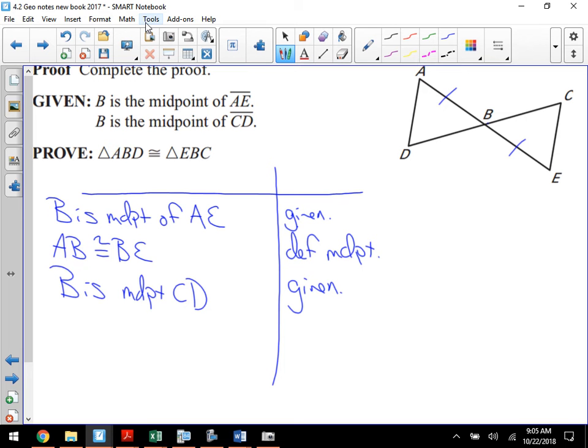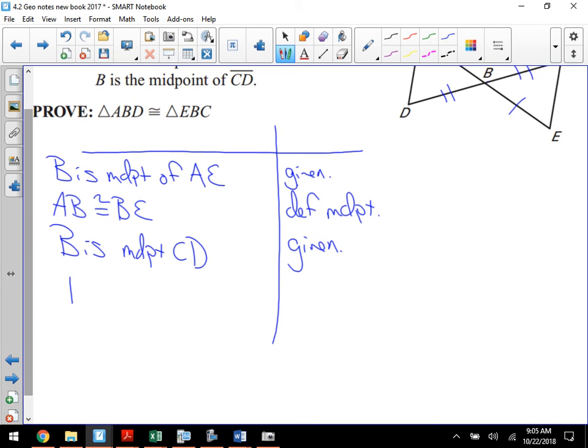So I look at my diagram. Those two have to be the same. So I write it down. Again, same thing, definition of a midpoint.